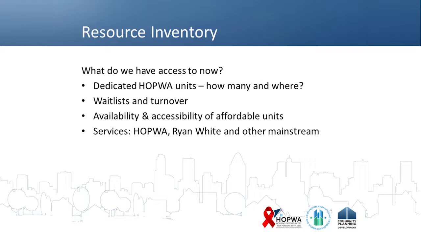Okay, on the resource inventory, I just wanted to say something about wait lists. This is just a practical matter. There's a jurisdiction that I was working with. They have 1,000 people on their waiting list and 5 units of TBRA turning over every year. So the people at 999 are on a 200-year waiting list, and there isn't an HIV medication in the world that's going to keep you alive for 200 years.